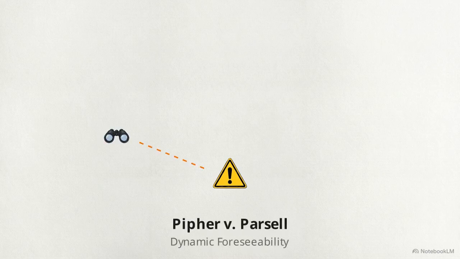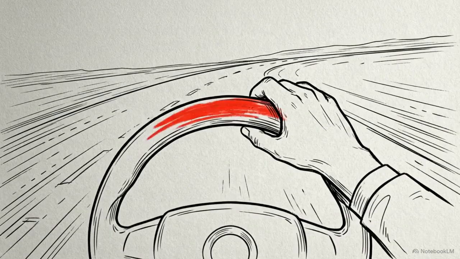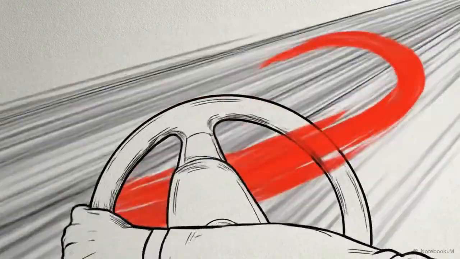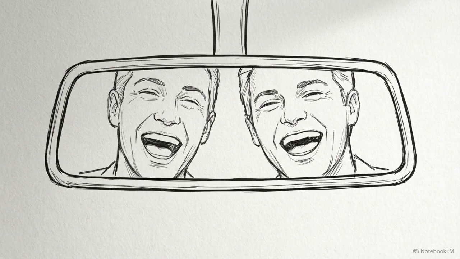Foreseeability is dynamic and can activate a new duty of care based on a defendant's prior observations, as seen in Pfeiffer v. Parcell. The scenario involved 3 teenagers sitting across the front bench seat of a pickup truck traveling at 55 miles per hour. Without warning, the passenger in the middle, Beisel, grabbed the steering wheel, causing the truck to veer onto the shoulder. The driver, Parcell, regained control but did not admonish Beisel, pull over, or remove the risk. He and Beisel simply laughed at the incident.